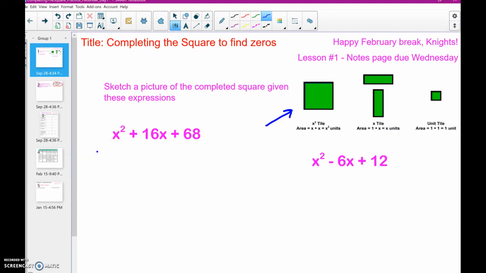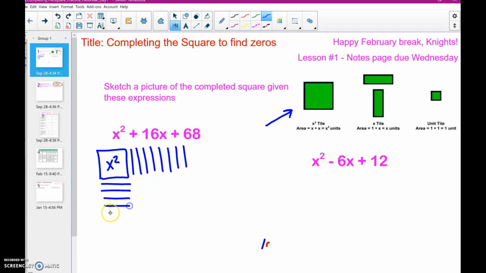So our first one, we have 1x squared. So that's our x squared value right here. We have 16 x's, so we know we want to break those up evenly, if you're thinking about our equation, half of b. So we're going to break those up evenly into 8 x's. I think that's 8. 1, 2, 3, yep. And 8 x's. 4, 5, 6, 7, 8.